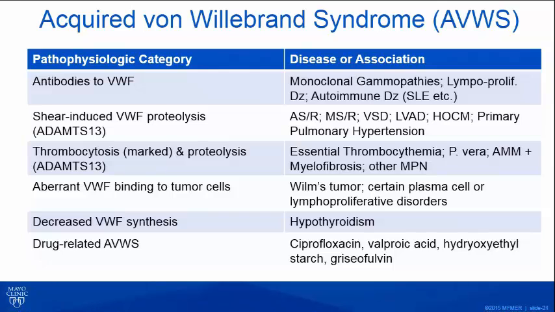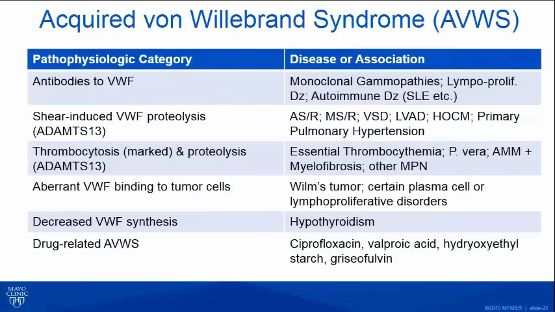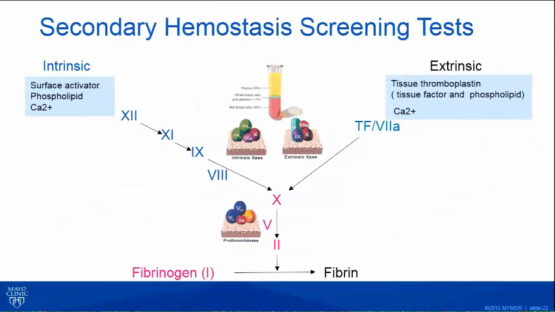Besides the congenital von Willebrand disease, we have also identified, or in recent years described, multiple causes for acquired von Willebrand syndrome: autoantibodies, shear stress-induced VWF proteolysis, thrombocytosis-associated proteolysis, aberrant binding to tumor cells, decreased synthesis, etc., and drug-related. So that's it for the primary hemostasis part.